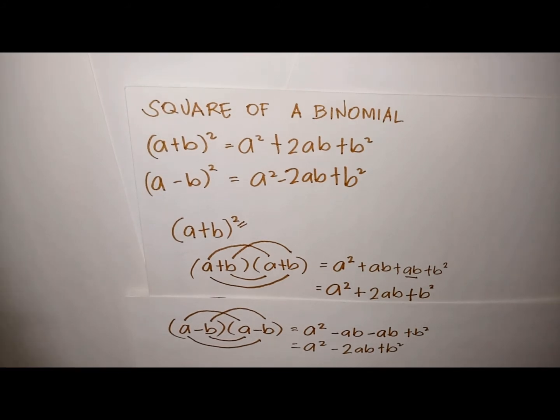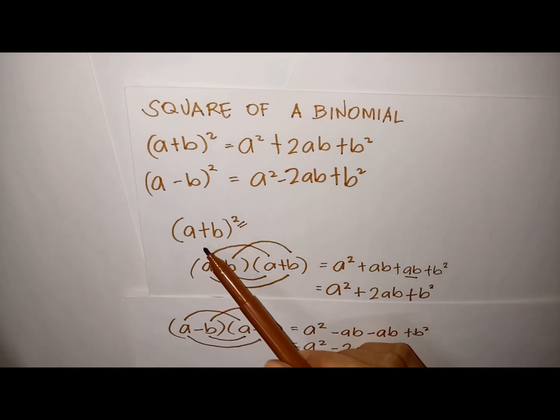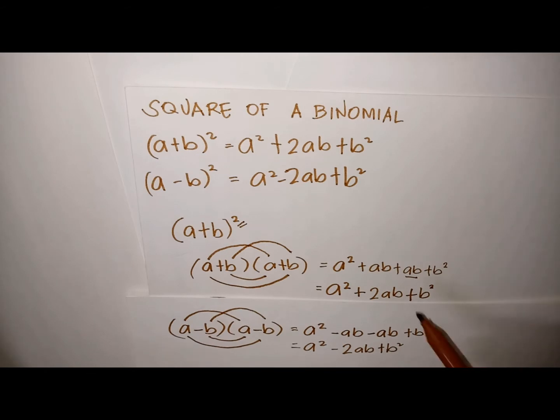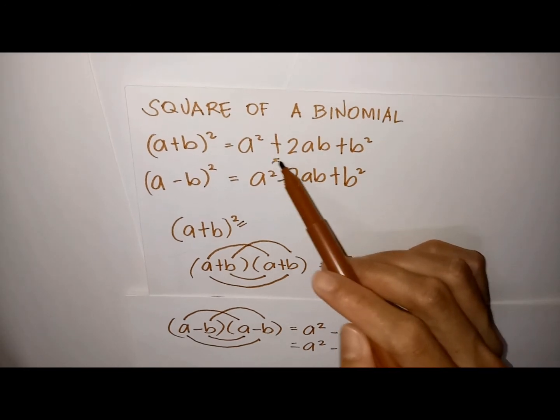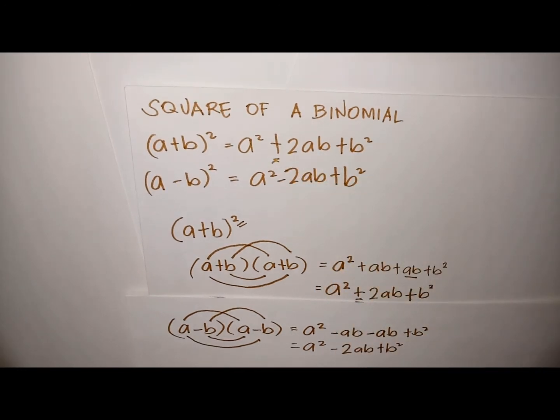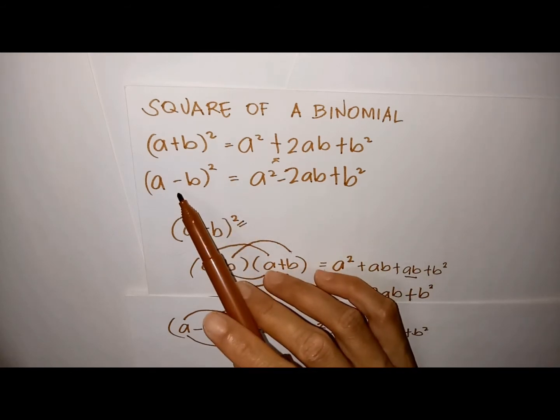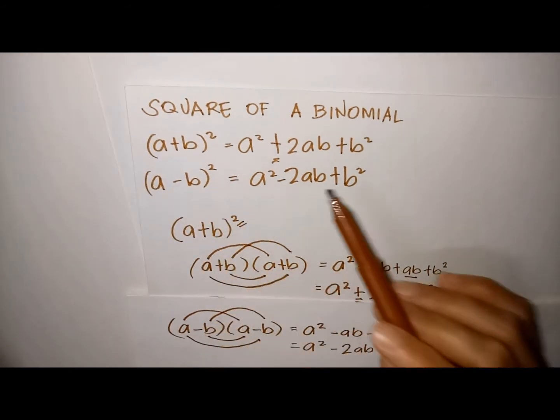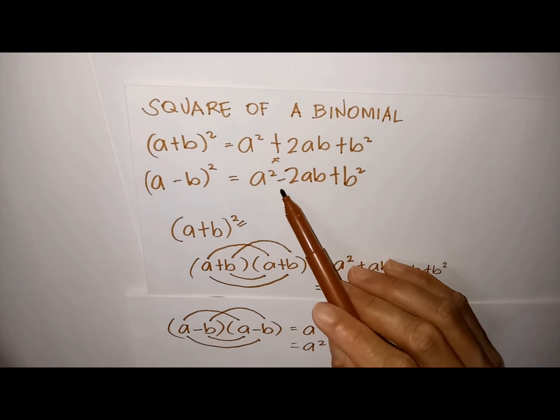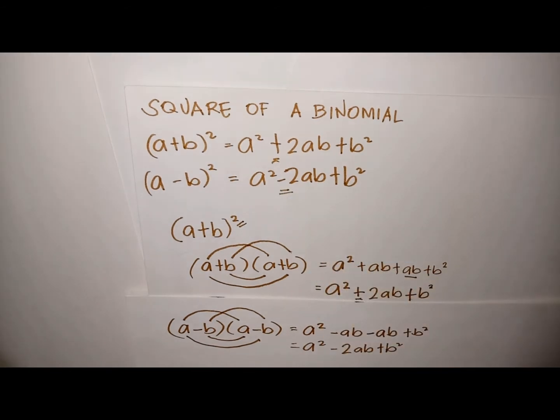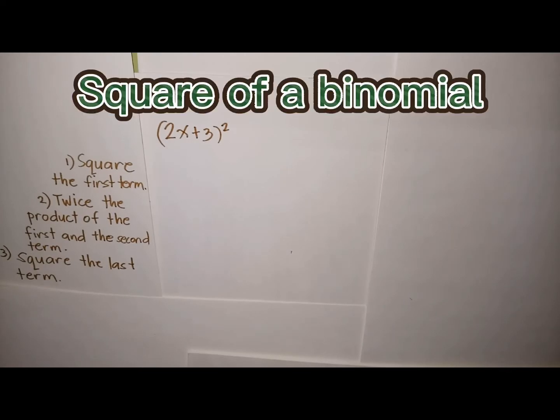So if you notice, if the binomial is connected by a plus sign, the sign here is positive or plus. Okay, like this one. But if the binomial is connected by a minus sign, the sign in the second term is negative or minus sign. To fully understand the second case, which is the square of a binomial, let's have these examples.